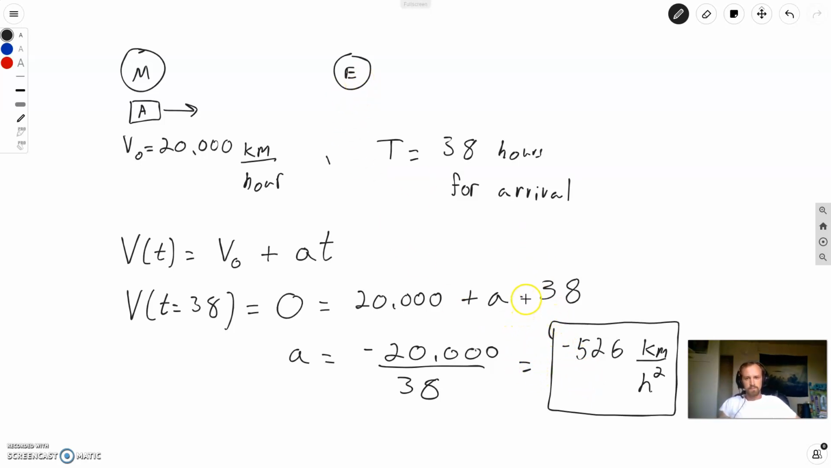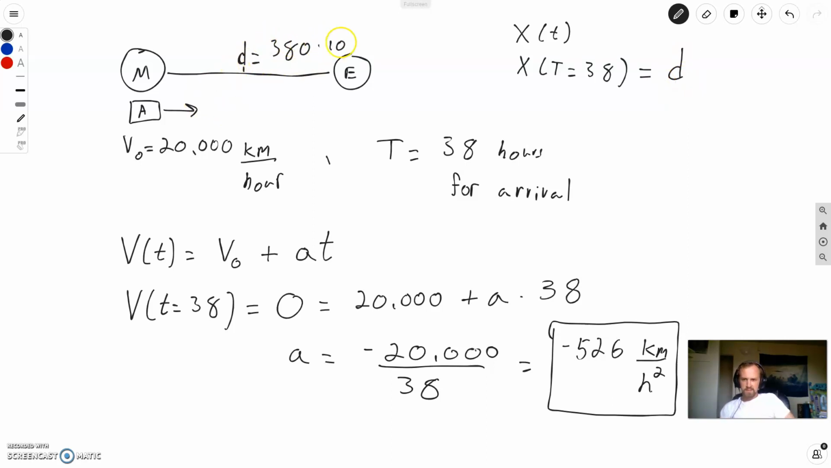Another way you could do it, if you could express x of t for the aliens, then you know that x of t equals 38 hours. At this time, let me call this lowercase d, they better be at this distance, which we're told is 380 times 10 to the third kilometers. At that same time, they better be located at the Earth. And if you do this, you'll get the same answer.